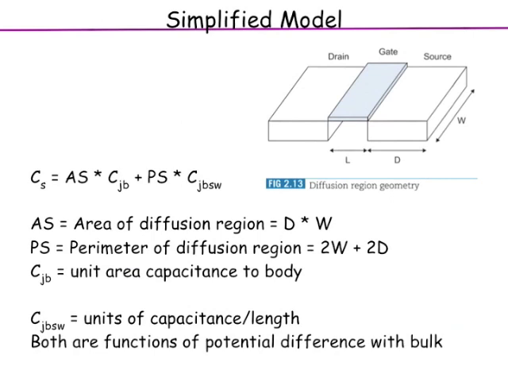But as digital designers, we simplify things. We just use one number for the capacitance per unit area. Of course, that number could be different for source drain regions and for gate regions, but still we use one number, and that number per unit area is multiplied with the actual area of the layout. So here the area of the source is D times W. Similarly, D times W is the area of the drain.